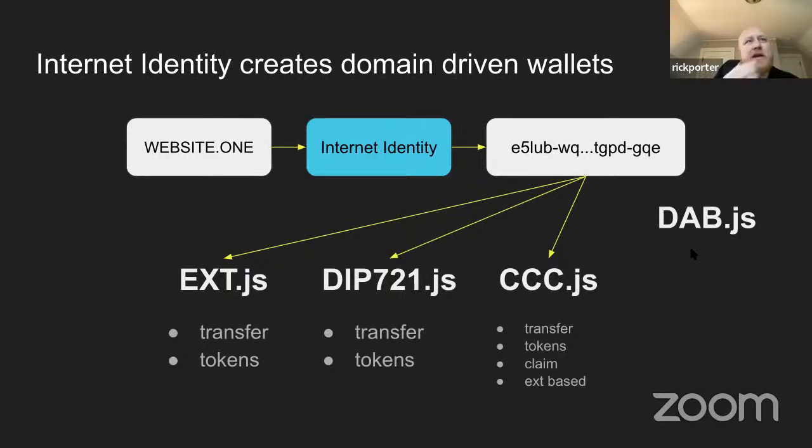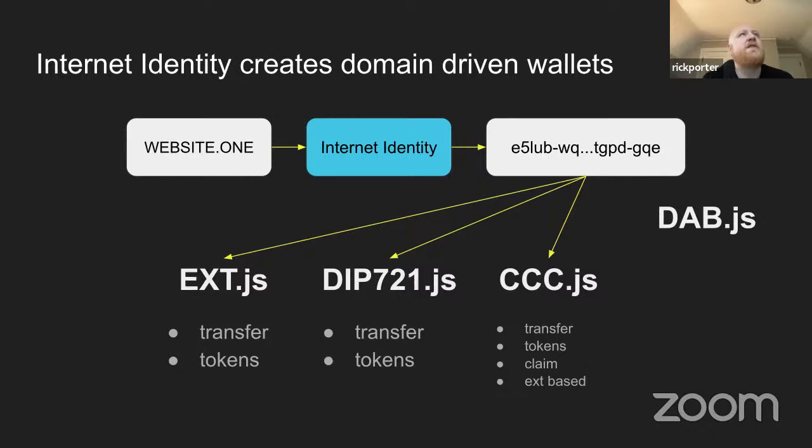Let me see here. I want to go back to this concept of internet identity creating domain-driven wallets. So we've talked about, do we care if we transfer the NFT? We have a website. It grabs the internet identity, which generates a principal, right? The concept here is that once you have a user's principal, you can instantly start talking to the EXT standard, the DIP standard, or the CCC standard. They implement transfers and tokens. Tokens actually grabs the user's tokens. CCC has a little bit of extra stuff. They have claim, which gives you a random NFT at the claim period instead of at the mint period.